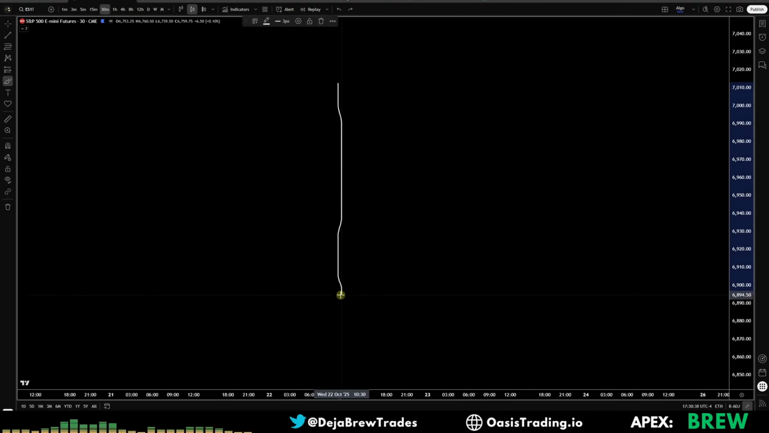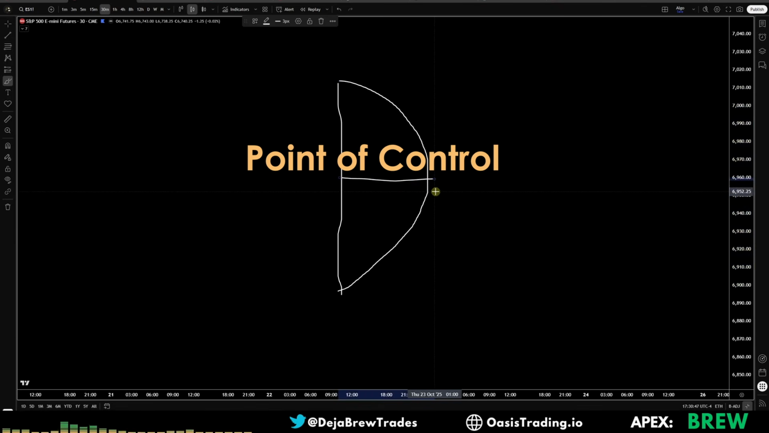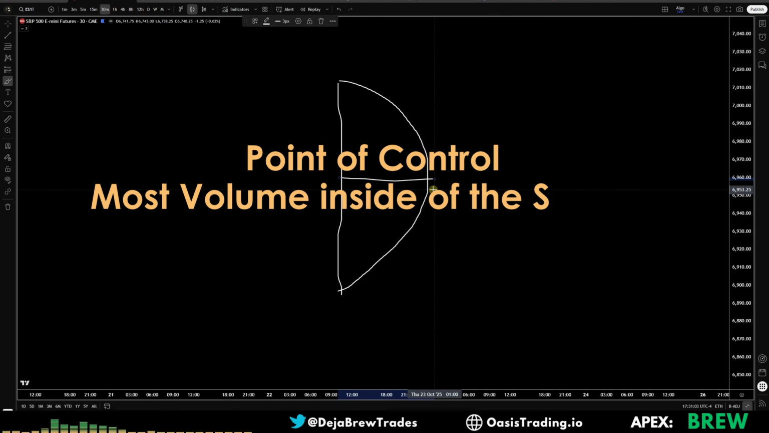Okay, so inside of that profile, there are a couple of things. There is the POC, which is known as the point of control. That is where the most volume is traded throughout that entire session, whatever you're looking at. Maybe it is the pre-market session, maybe it's the full session, whatever that session is that you are looking at, the point of control is the most volume inside of that session.